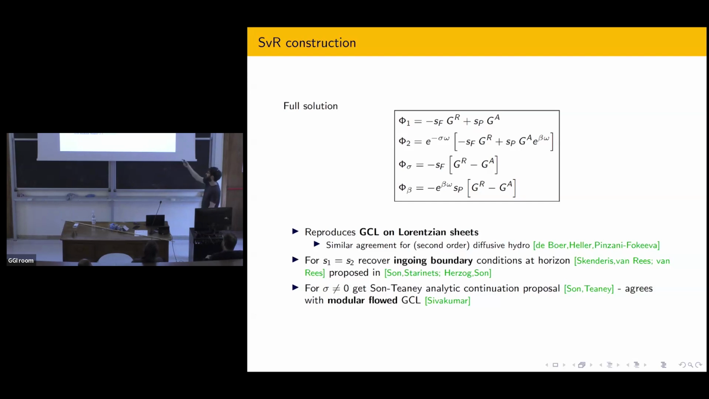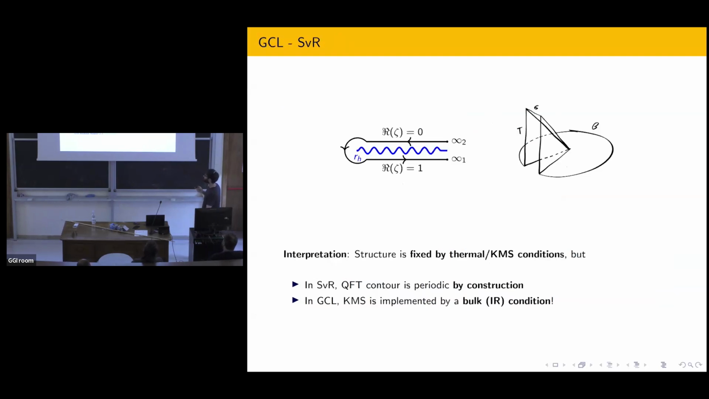But here, I'm just showing how this works for a bulk scalar. But this also works for a gauge field. This is what I'm saying. Good. So these are two very different geometries, and we want to understand basically why they are related, why they give the same results.